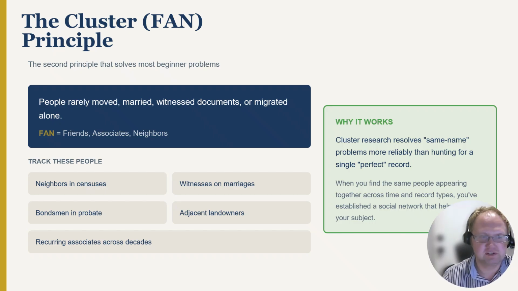Recurring associates, people that appear regularly across decades and record types. Why does it work? Because cluster research solves the same name problem more likely than hunting for a single perfect record that may not exist. If you can prove that John Smith was consistently associated with a specific group of people or family, and the group matches your John Smiths in your records, you've established identity, even without a single document specifically saying this is your John Smith. This is a really powerful tool for common names, and for periods without systematic vital registration, where you don't have very precise dates to cross-reference with.